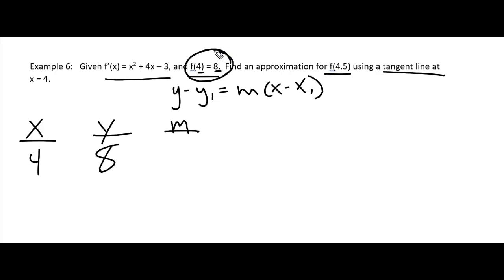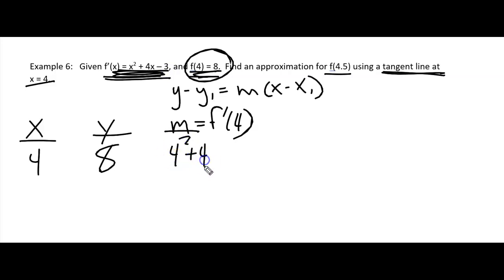The slope of my tangent line at x equals 4 is going to be the same thing as the slope of the function at x equals 4. Well, here's the derivative of the function, and the slope of my function at 4 is going to be the derivative of my function at 4. So I just need to plug in 4 to my derivative. That's going to give me 4 squared plus 4 times 4 minus 3, which is 16 plus 16 minus 3, and that's 32 take away 3, which is 29. So I guess my slope is 29. That's a pretty steep slope.